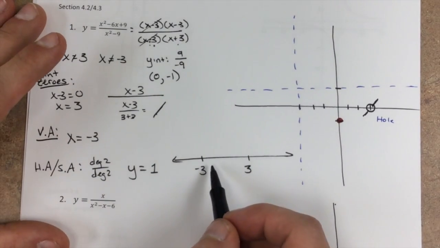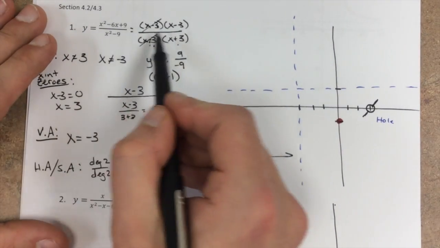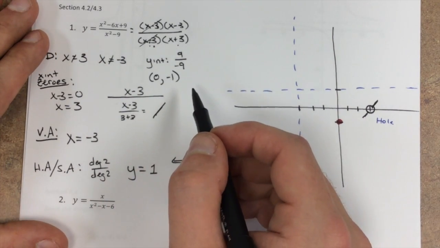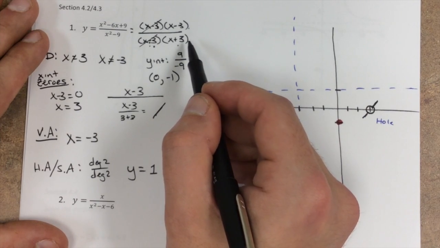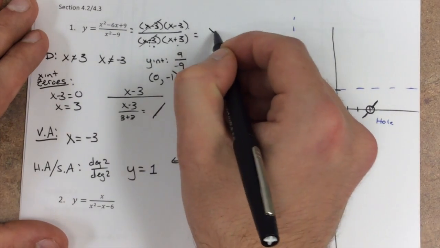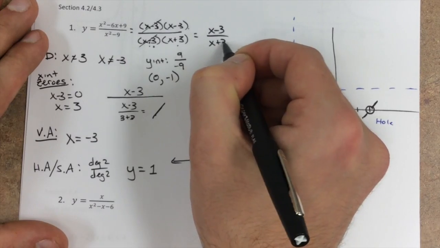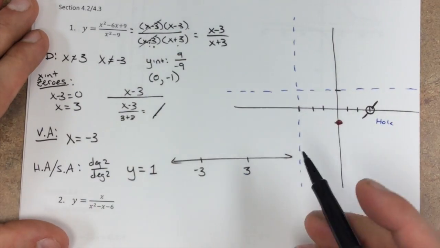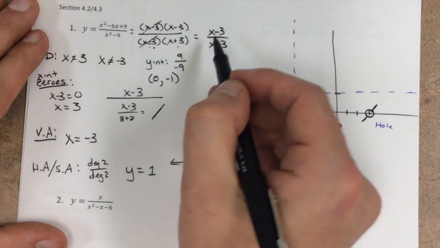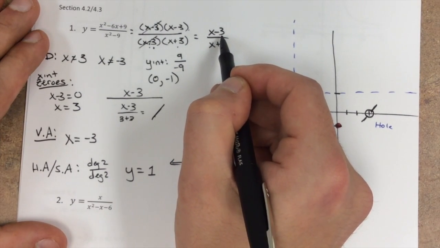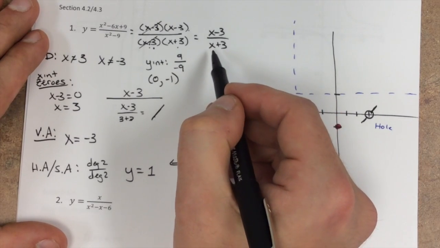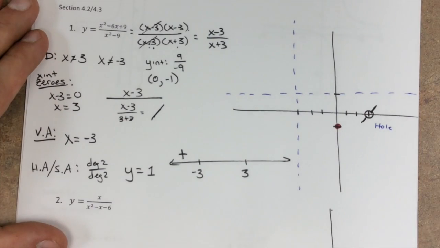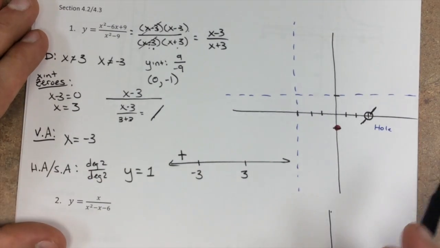If I plug in a number to the left of negative 3, I could either plug it into the fully factored form, or I could plug it into the simplified equation, x minus 3 over x plus 3. I can plug it into the simplified equation because whatever I get on the top, I'm still going to get the same in the bottom. They cancel out. So let's pick negative 4. Negative 4 minus 3 is negative 7. So that's negative. Negative 4 plus 3 is also negative. So I'm going to get positive values to the left of negative 3.